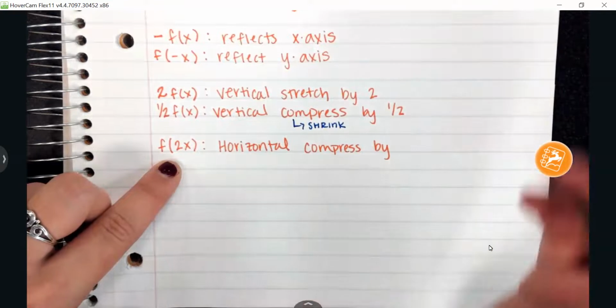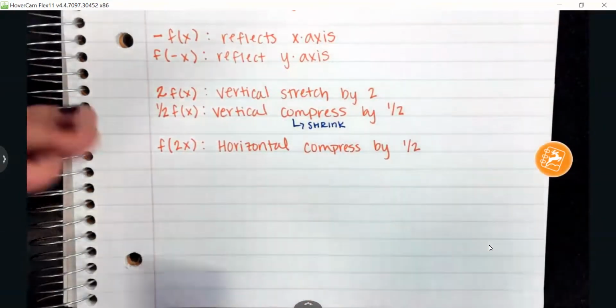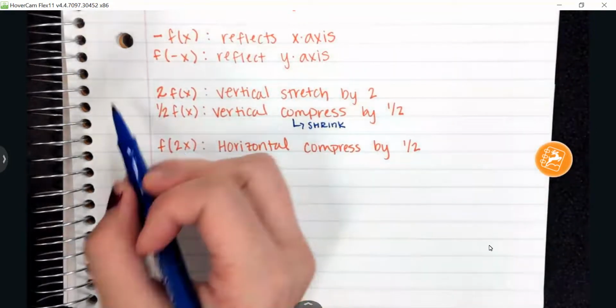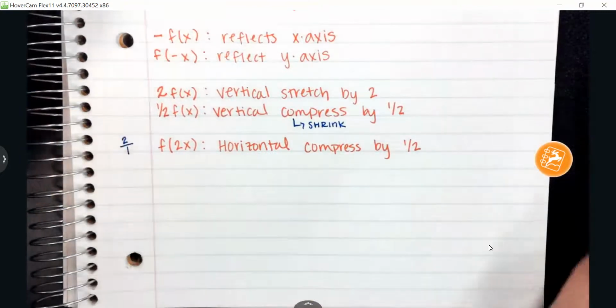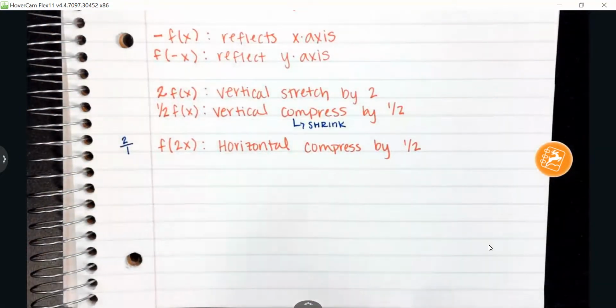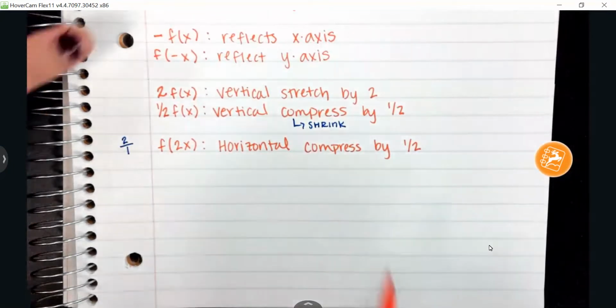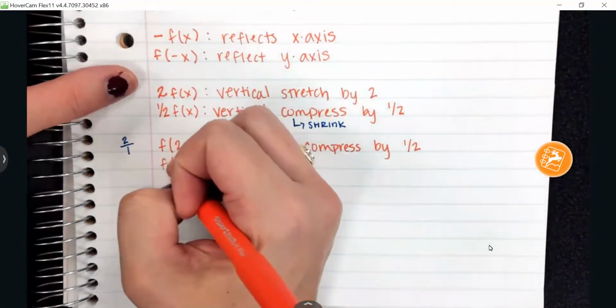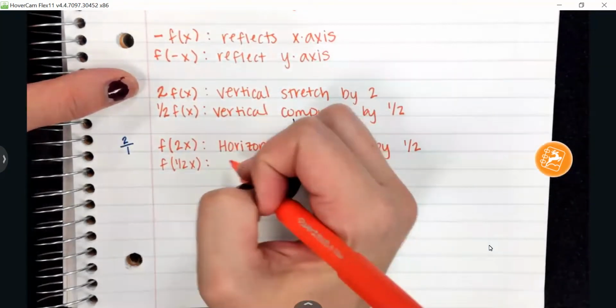When you're compressing, it has to be a number less than 1. So how can I remember that? Right here, this is basically a 2/1. And if I flip it, it becomes a 1/2. Okay. So if I have f of 1/2 x, it's still horizontal.